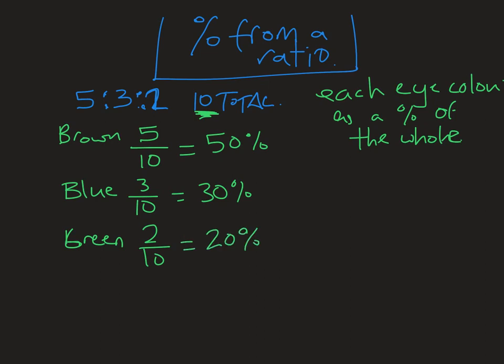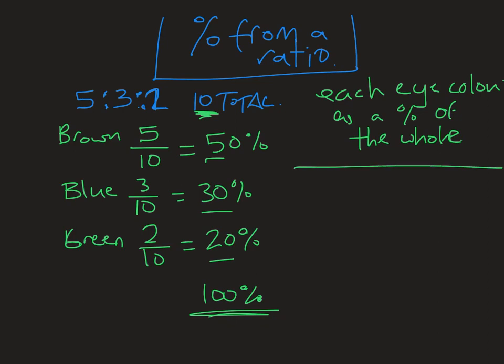Okay, and again, if you want to have a quick look, 50 plus 30 is 80 plus 20 is 100. So if I'm dealing with a part-to-part that relates back to a total, I should be able to combine them all to get 100%.